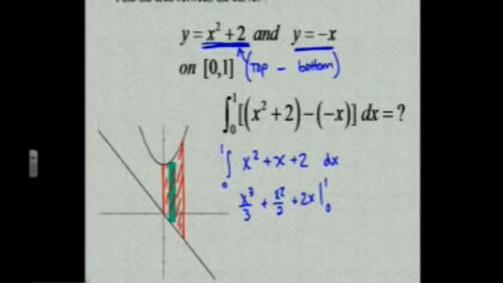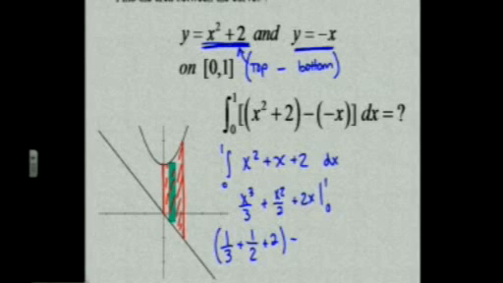So now we need to evaluate. Plug in first the 1. So 1 cubed over 3 plus 1 squared over 2 plus 2 times 1. Then I note that everywhere that I plug in the 0, I'm going to get a 0, so I'm subtracting nothing essentially. And then simplifying this, I see a common denominator of 6. So I got 2 sixths, 3 sixths, and 12 sixths. So we have a total of 18 sixths, or 3.